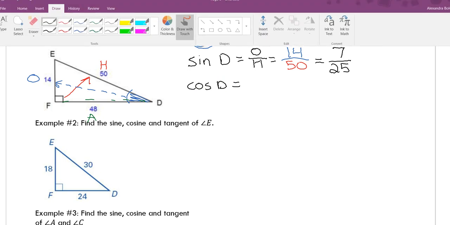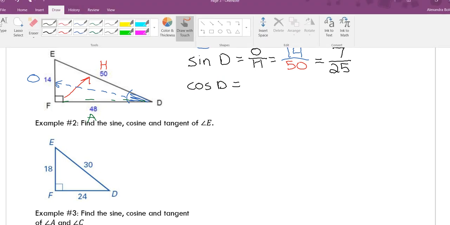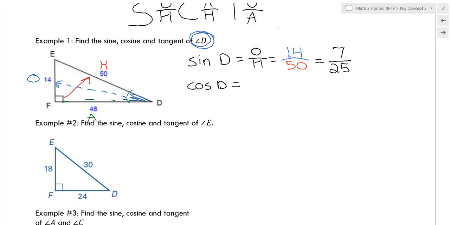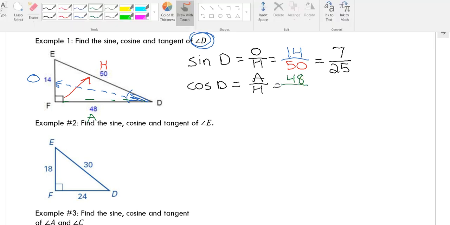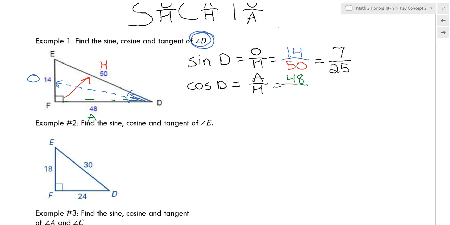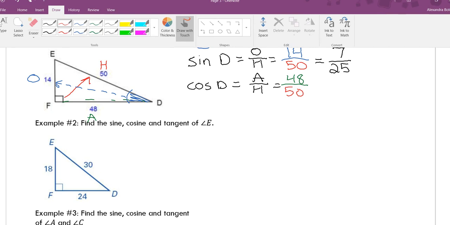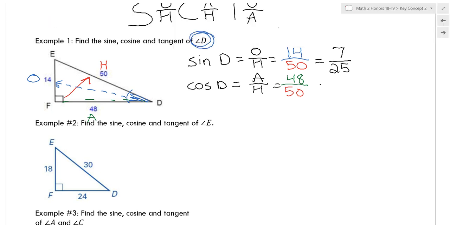Again, the definition of cosine is adjacent over hypotenuse. My adjacent side is 48. My hypotenuse is 50. We have to reduce both of those. They can both be reduced by 2. And we get 24 out of 25.